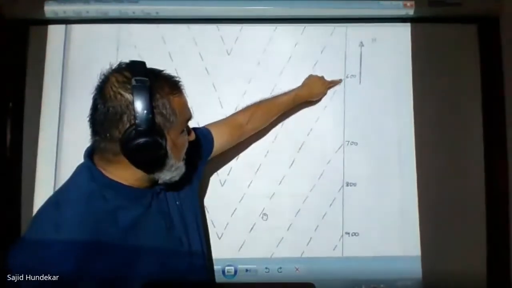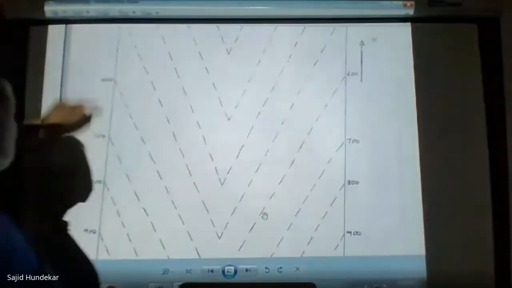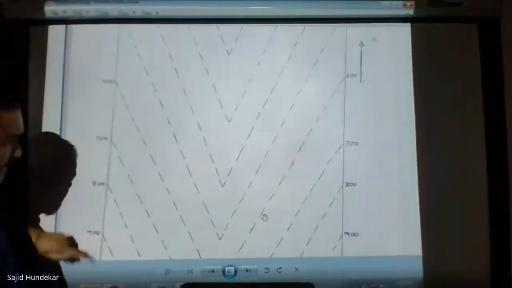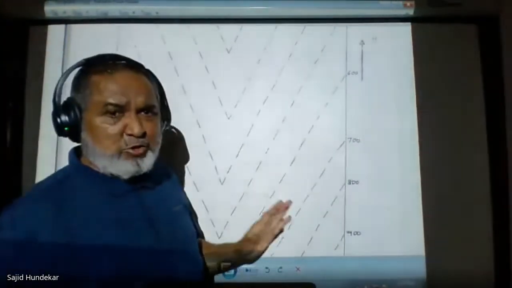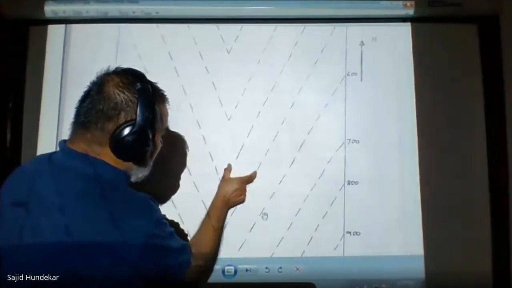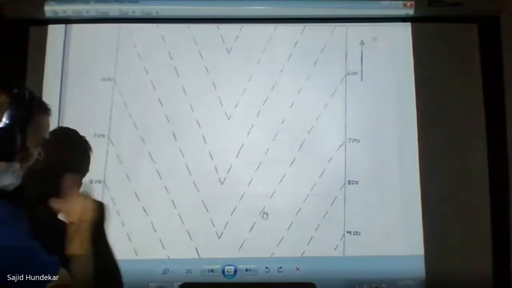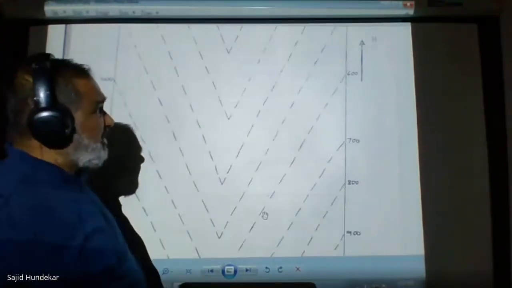Here we have 600, 700, 800, 900. Similarly, 600, 700, 800, 900. So these are the values, and here the contour interval is 100. You can see the distance between the contours is uniform. On the side, the thickness we have is uniform, so the slope will be uniform.